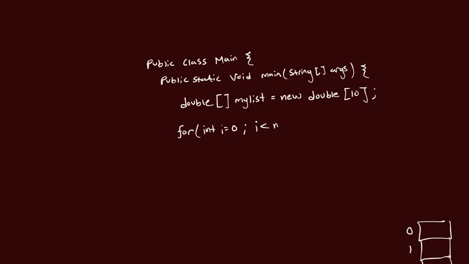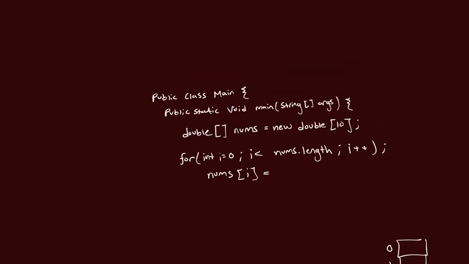So what we can do is call our array name, which is myList, and then we use the length property. This is going to be 10. And recall this has to be your array name. So if you call your array nums, then it has to be nums.length. And then we'll increment i by 1 each time. Then we do nums[i] will be equal to, let's manually have the user put in a value.